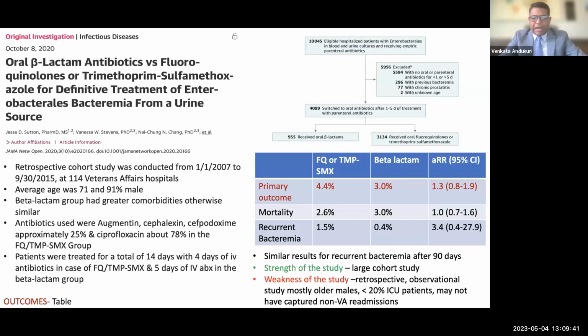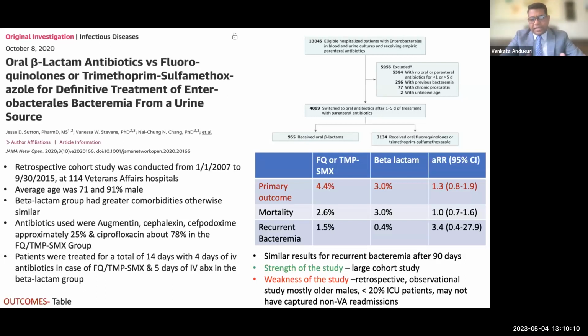So if you look at the outcomes here, the primary outcome was to see if there's any difference, and it doesn't look like there's any difference in the primary outcome of treatment, essentially. Is there any difference in mortality? No, there isn't. There's no difference in recurrent bacteremia either, if you look at the results there. So similar results for recurrent bacteremia after 90 days as well.